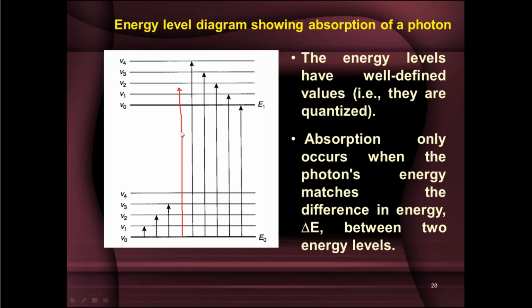I hope that makes it clear. In any molecule, there are a set of energy levels. And if the photon's energy matches exactly with the difference between any two quantized energy levels, then it will be absorbed. If a photon's energy does not correspond to the difference between any two quantized levels, then it will not get absorbed. I hope that is clear now about absorption.